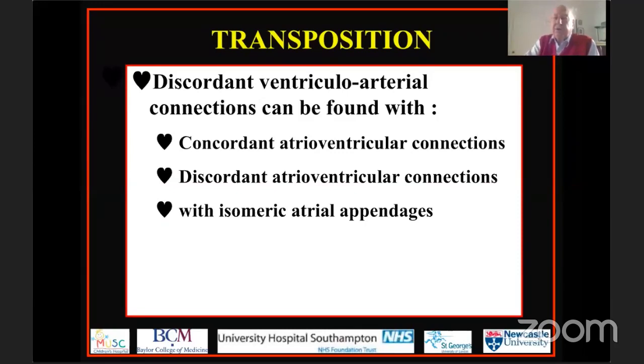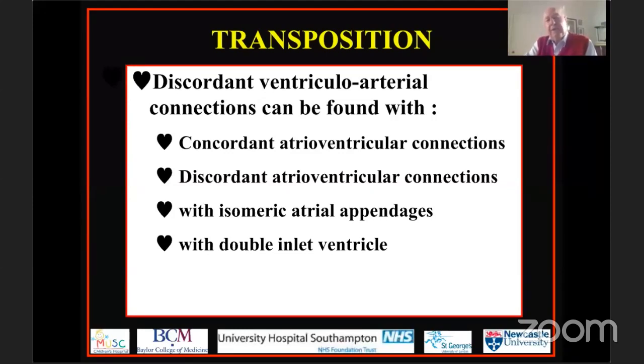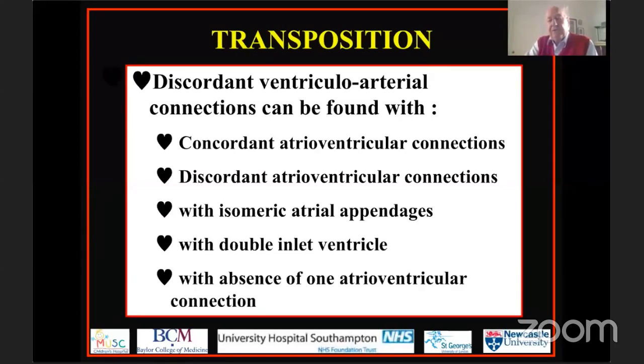Oftentimes, we find discordant ventricular arterial connections in the setting of isomeric atrial appendages. And then it is the venoatrial connections which dominate the picture. And so that is subtly different from the lesion we're going to discuss today, even when the venous return is quasi-normal. We can also have discordant ventricular arterial connections with double inlet ventricle. And indeed, when we have double inlet left ventricle, it is the rule to find discordant ventricular arterial connections. And we'll discuss this in a future classroom when we talk about the functionally univentricular heart.